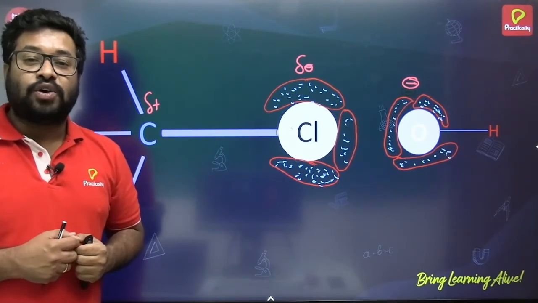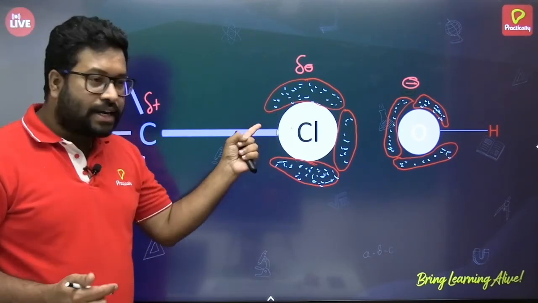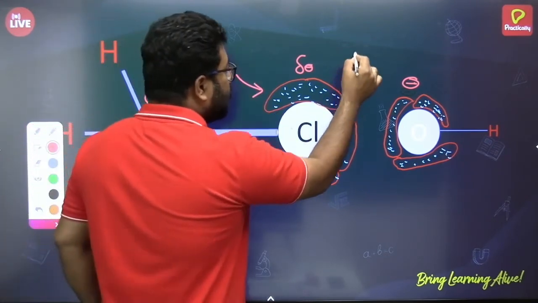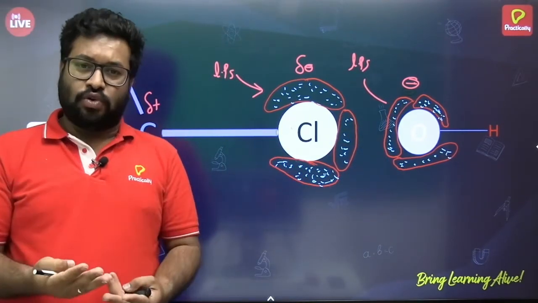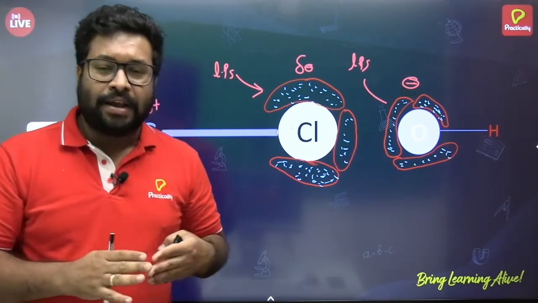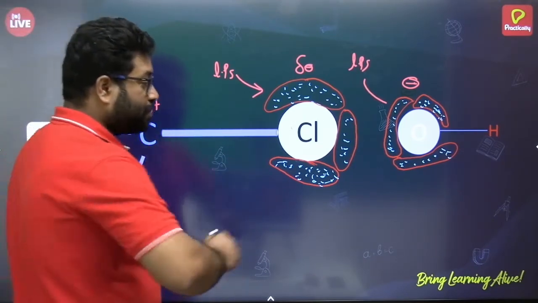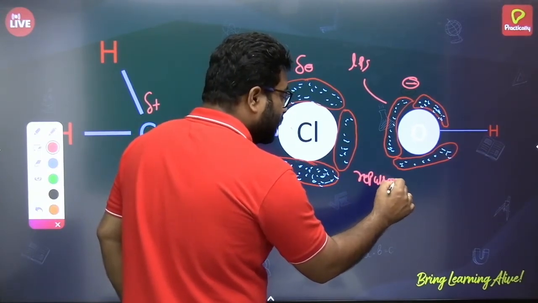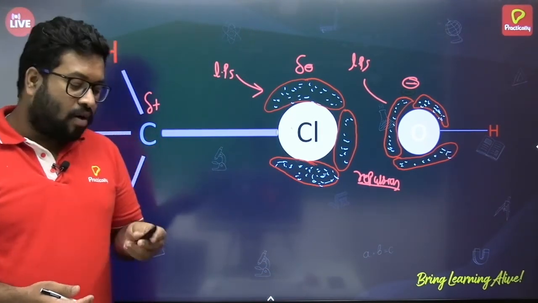But the thing is that chlorine would not allow that. Why? Because chlorine is having 3 lone pairs around it. You can see here, these are the lone pairs. Similarly, your oxygen is also having a lone pair. We know that oxygen has 2 lone pairs and 1 negative charge. So even if you take a lone pair, even if you take a negative charge, those are nothing but electrons. And we know that there is a repulsion between the electrons. So because of this repulsion, chlorine would not allow oxygen to attack.